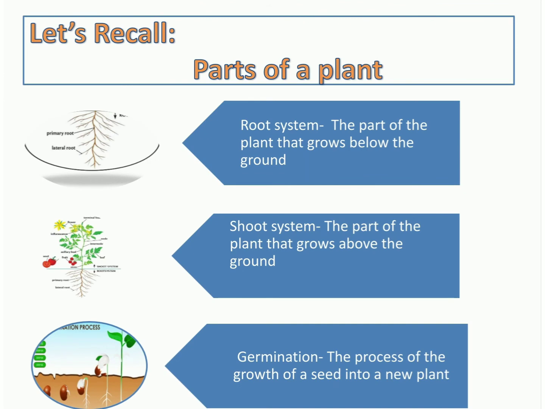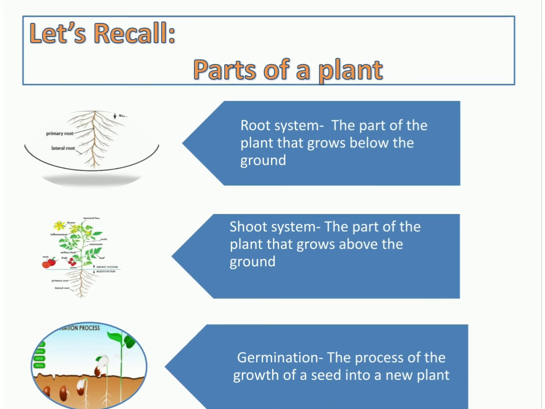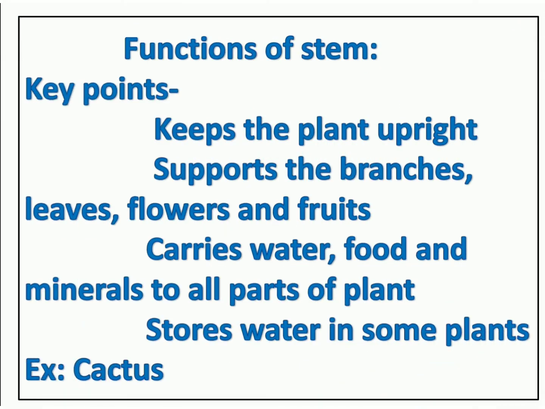Now, I will quickly revise the keywords. The first word is root system. The part of the plant that grows below the ground. Shoot system. The part of the plant that grows above the ground. Germination. The process of the growth of a seed into a new plant. So let's look at the key points here.